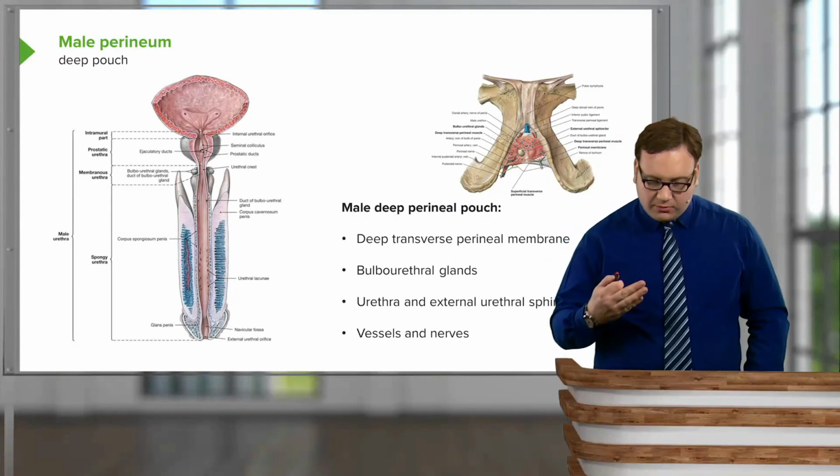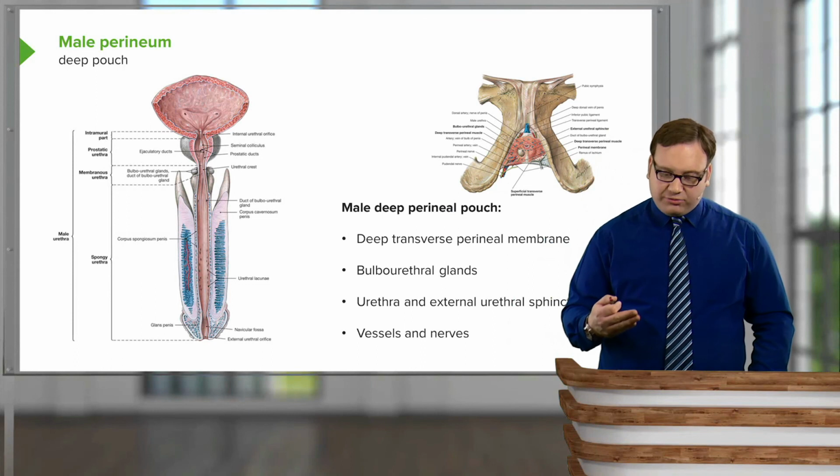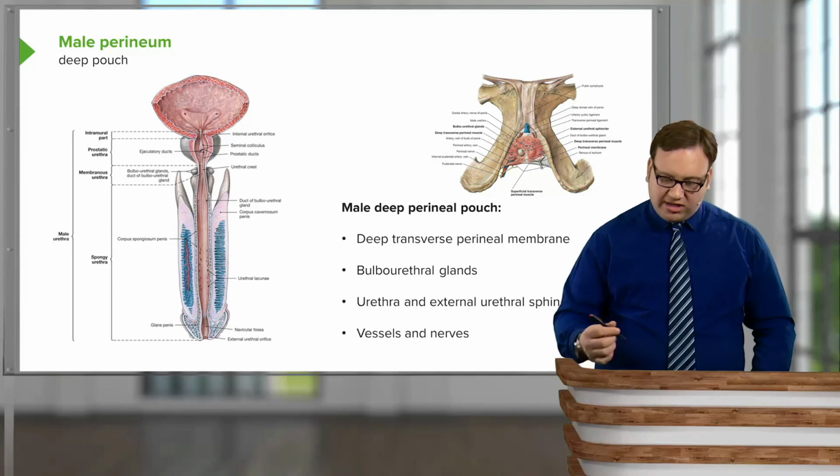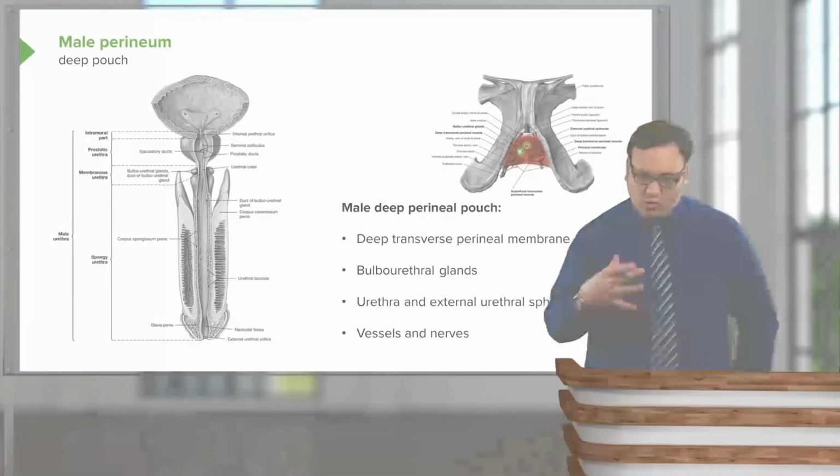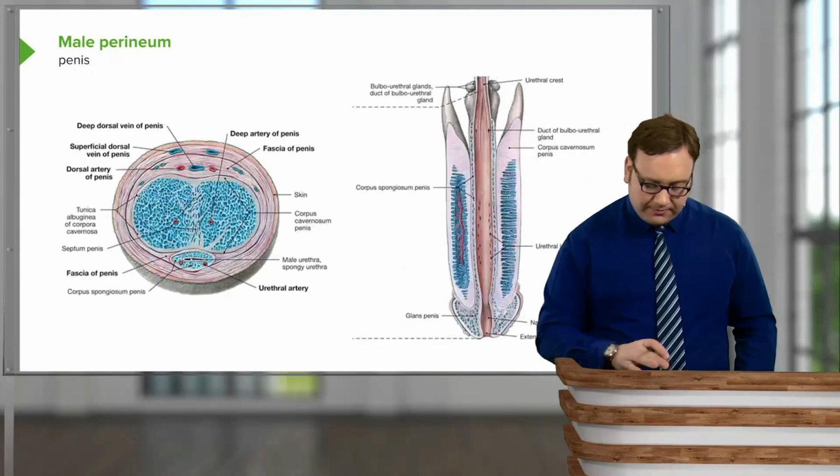So, we looked at this in the table in the previous few slides, but it's worth repeating myself. We're looking at the urogenital triangle, and within the urogenital triangle, we have the perineal membrane. And here we can see it's been reflected to open up the deep perineal pouch. Contains the deep transverse perineal muscle. We can see it here. External urethral sphincter surrounding it. Bulbourethral glands, we can see them here. And various vessels and nerves. All within the deep perineal pouch of the male.